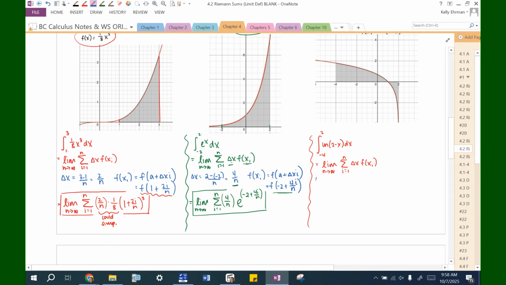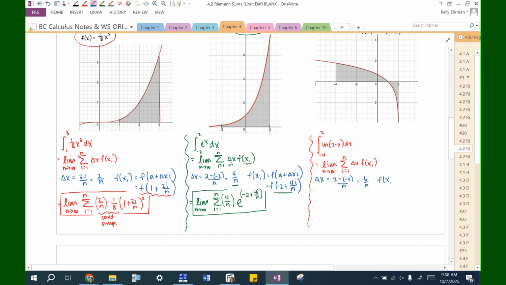What is delta x? Delta x is 2 minus negative 4 over n. It's 6 over n. If I did it the other way, it would be negative 6 over n, which is possible, but you have to do b minus a, top number minus bottom. Okay, so that's delta x.